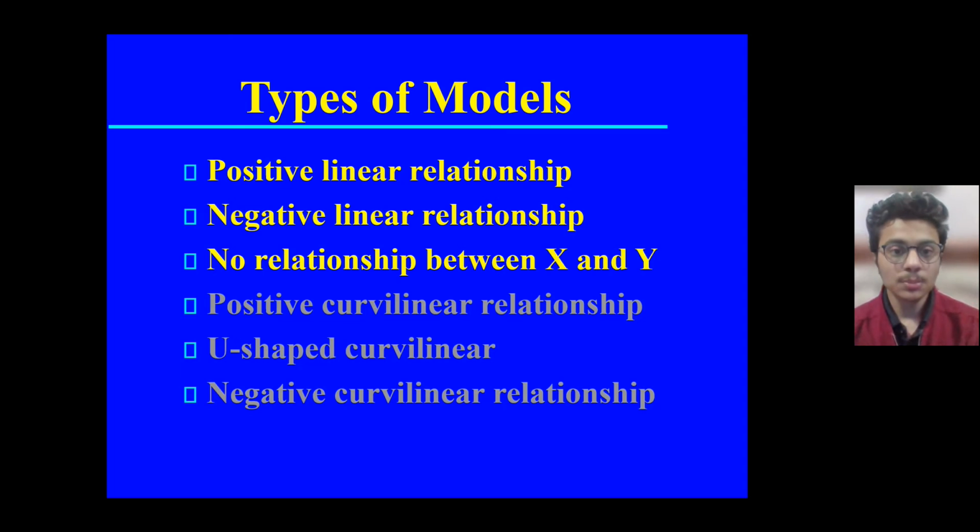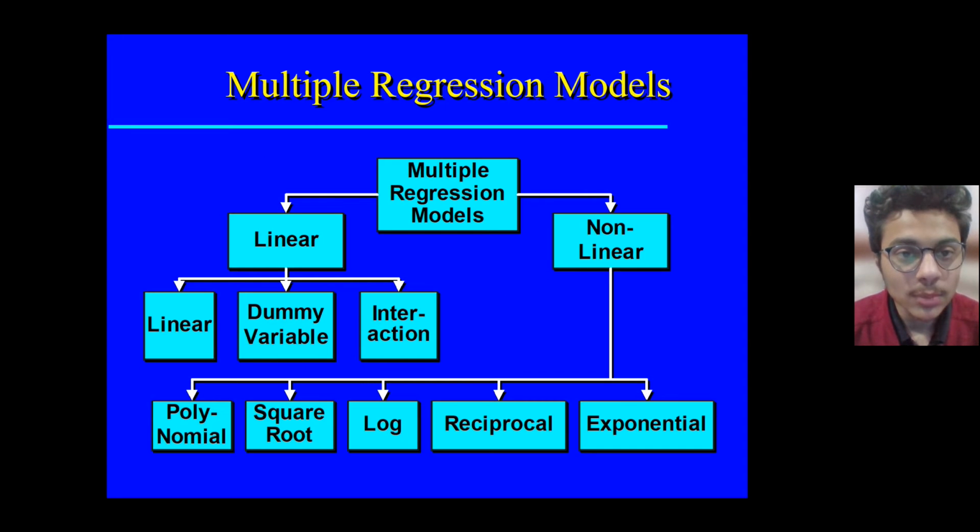Types of models: positive linear relationship, negative linear relationship, no relationship between x and y, positive curvilinear relationship, U-shaped curvilinear, negative curvilinear relationship. This is the chart of the multiple regression model. The multiple regression model is divided into linear and non-linear. Linear is further divided into linear, dummy variable, and interaction. Non-linear is further divided into five categories: polynomial, square root, log, reciprocal, and exponential.